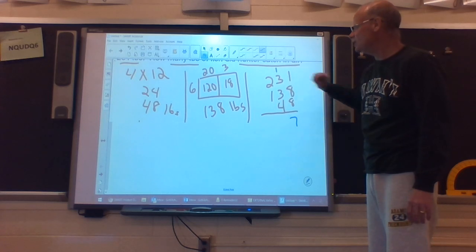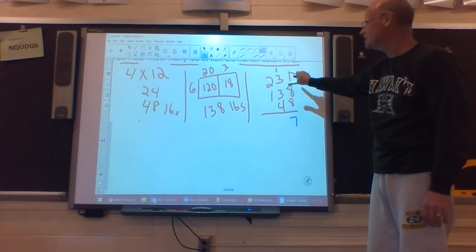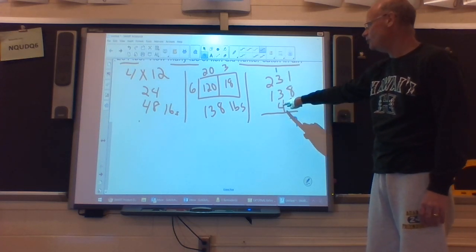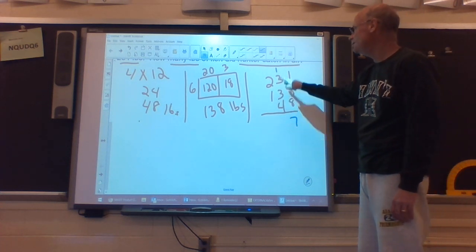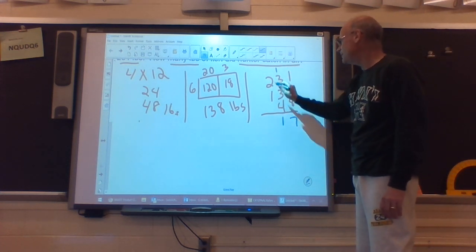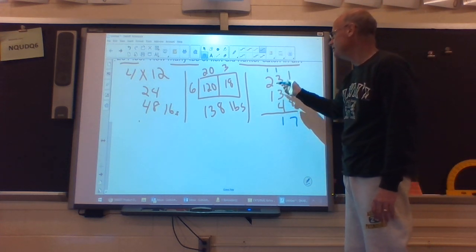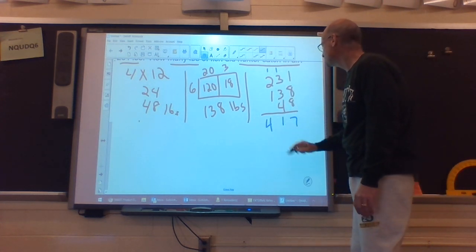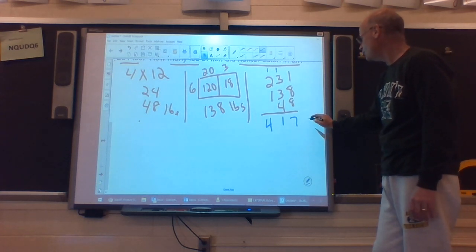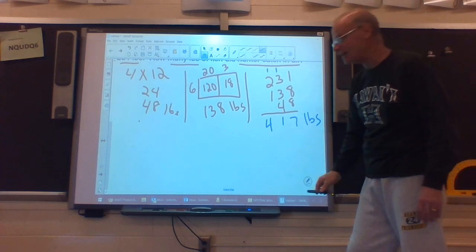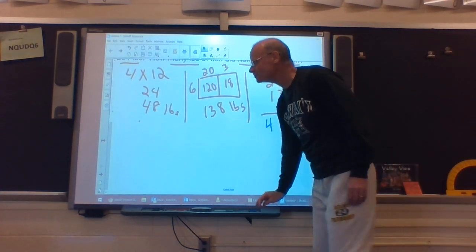I'm going to add those two threes together first, because I like doing doubles. 3 and 3 are 6. Oh, plus 4 more, that's a make 10, that's 10. And 1 more is 11. Put down my ones, carry my tens. 1 plus 2 is 3, plus 1 is 4. He had 417 pounds of fish. Hopefully he has a big wagon to get that all the way to his house.